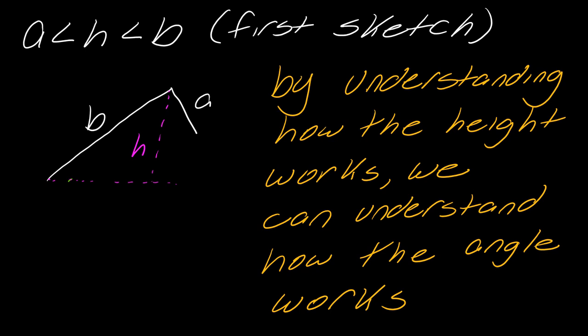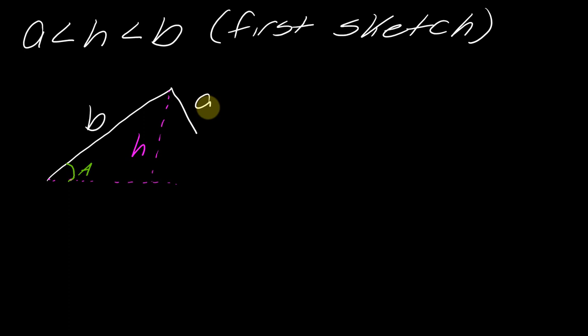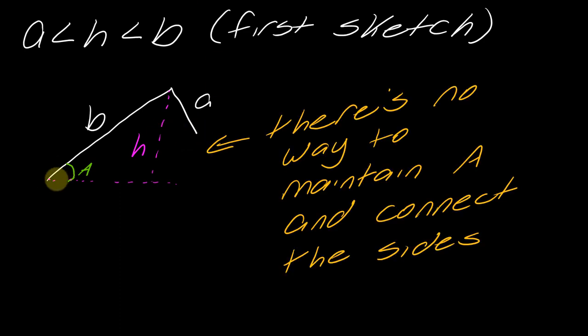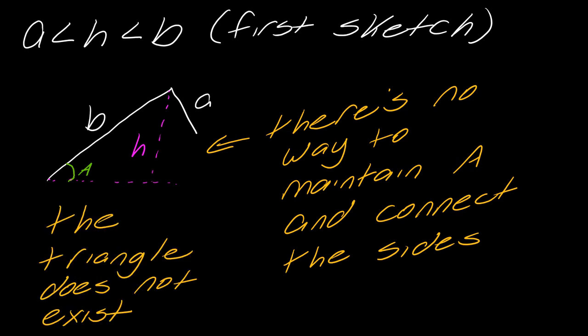So now, by understanding how the height works, we can also understand how the angle here works. I've got my side, and if I know that this is the height, so this should be the angle A that I'm making here. This is where I'd want my next side to come. And you can see the issue with how this is strictly drawn. There's no way, if I'm going to draw my other side here, obviously then this side is falling short. So you can't connect the sides if this is my situation. So we just can't connect the sides. So actually this triangle then does not exist.